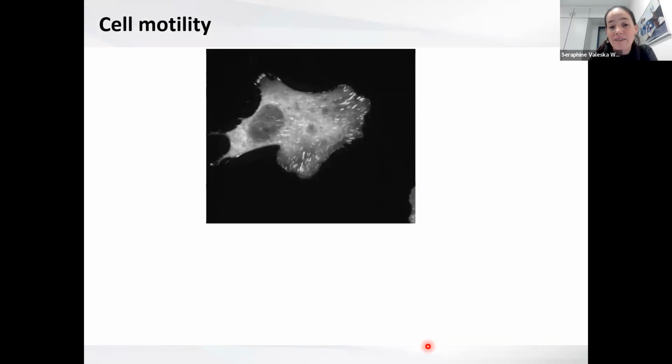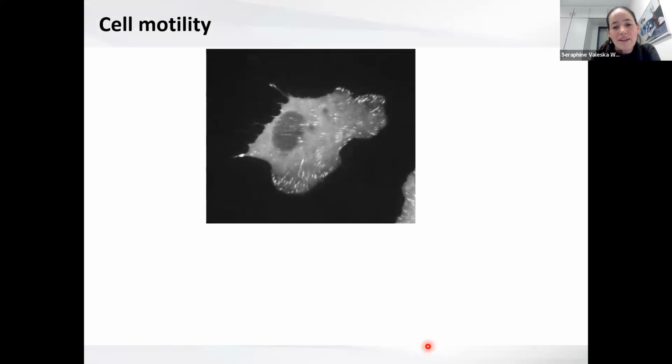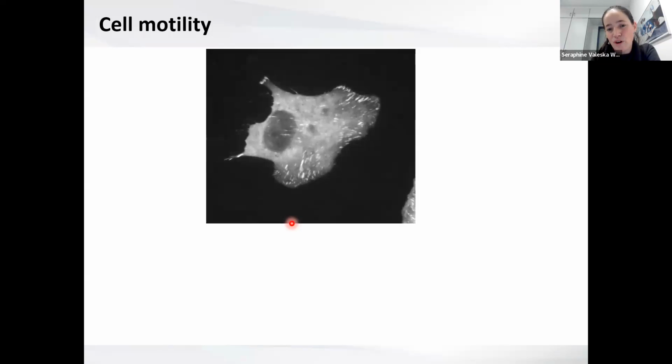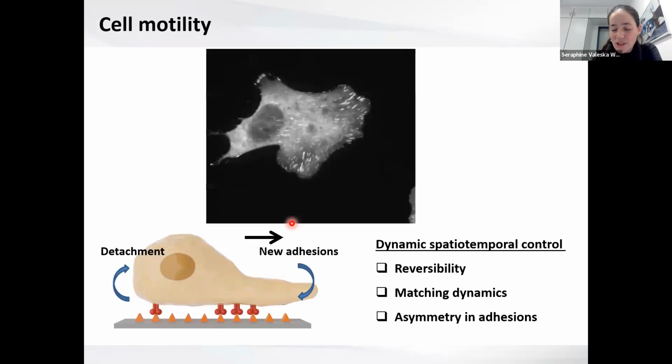You see a migrating cell, and in this migrating cell, the adhesions have been labeled with a fluorescent marker. And you can appreciate as the cell moves forward, there are new adhesions that form in the front, while other adhesions disassemble in the back. And while these adhesions are controlled in space and time, they are still reversible. There is a matching dynamic between the back and the front of the cell, and this asymmetry in adhesions is maintained at the length scale of a single cell.